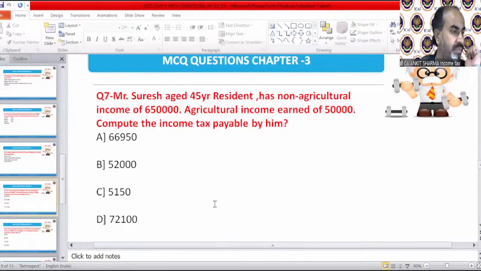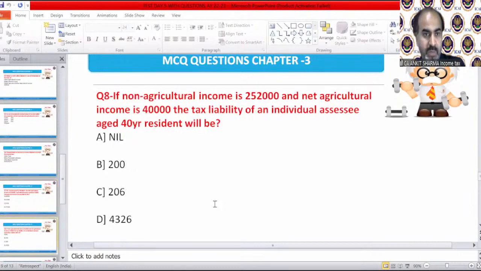Parth answered me B. Okay, Harsh Goel saying B. Rajni is saying something else, which is not an option, of course. Anirudh saying B, Saurabh saying B, Madhuri saying B, Vivek saying B, and Parth also saying B. The correct answer is B, very correct. You have to calculate education cess also. The correct answer is 52,000. Well done.